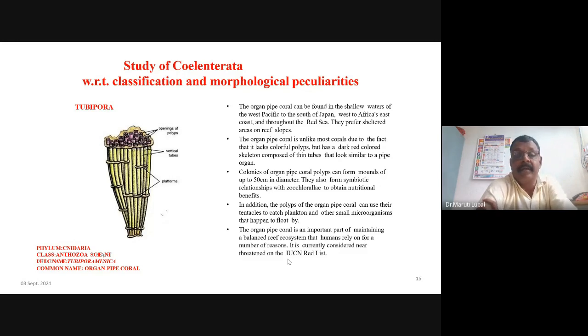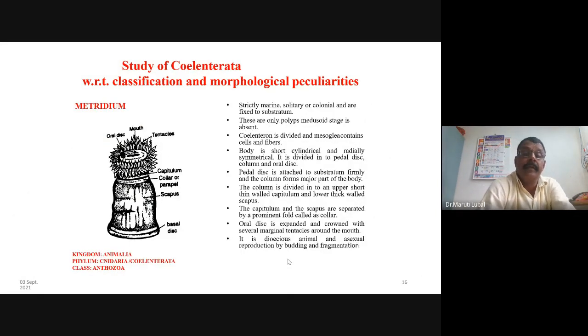The organ pipe coral is an important part of maintaining the balanced reef ecosystem that humans rely on for a number of reasons. It is currently considered near threatened on the IUCN red list. Tubipora, the organ pipe coral, is in the red list of the IUCN. It is threatened.